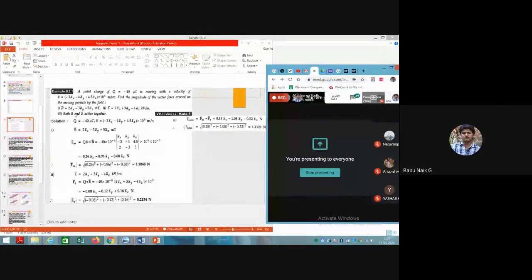So for this, you need to find the magnitude of the vector force, for which the first is the B field, which is given in Cartesian, and the second is the electric field, which is given in the Cartesian coordinate system. Then the vector force combined has both the magnetic field and electric field component, so you need to calculate that here. Now, we know what is given: the charge is given and the velocity is given. So you can calculate the magnetostatic force.